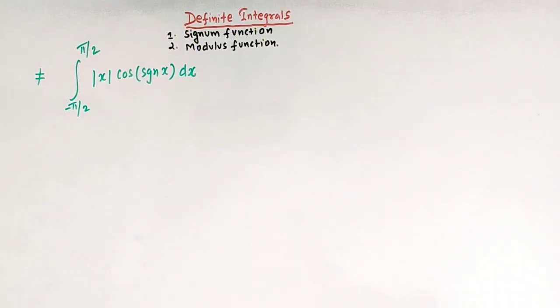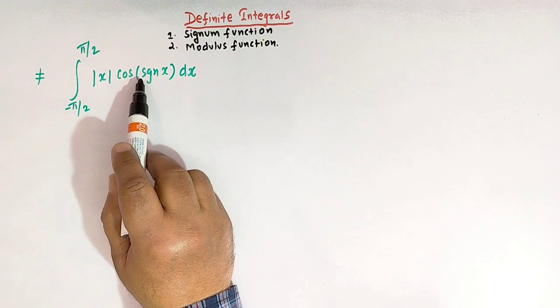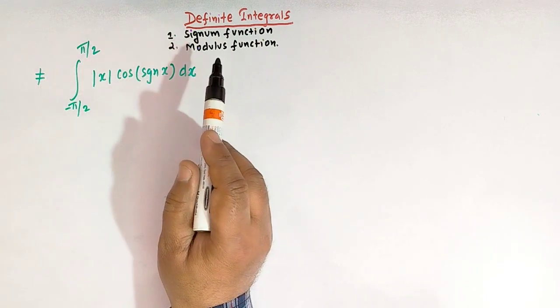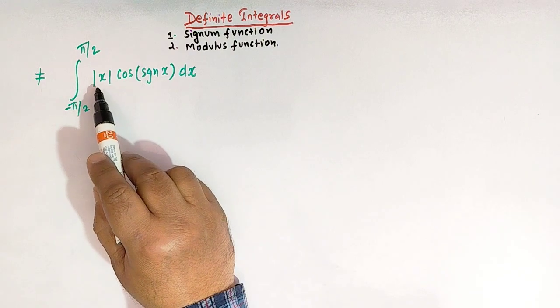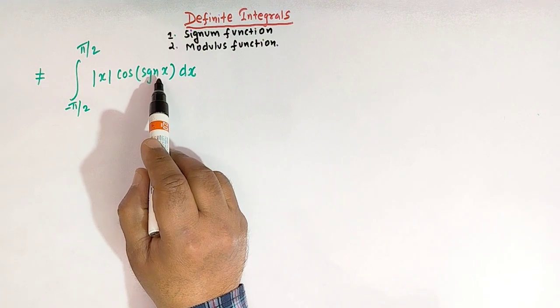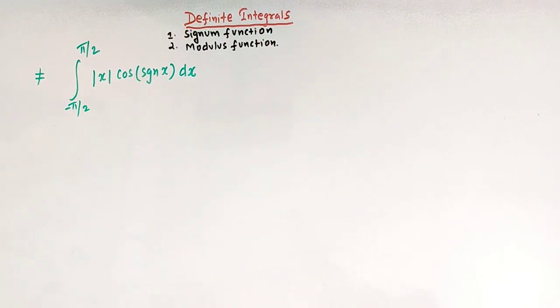Hello viewers, in today's class we are going to discuss yet another important and conceptual problem from definite integrals involving the product of mod function and signum function, right? So here in fact the signum function is inside the cosine function, right? So here our integrand involves the absolute value function, that is mod of x, and the signum function, right? So this problem is a very easy problem, and this problem is very useful for the beginners.